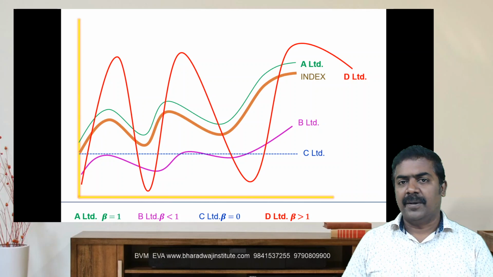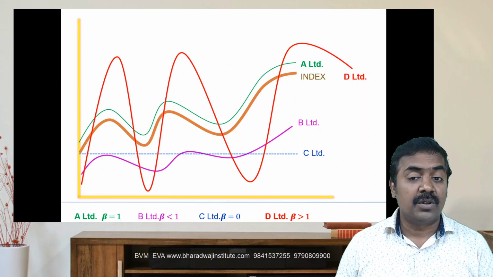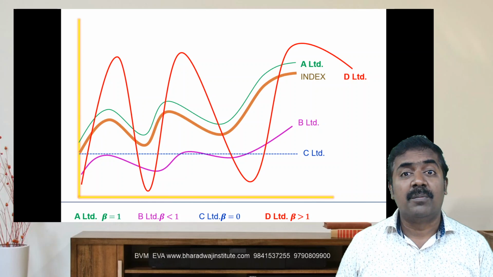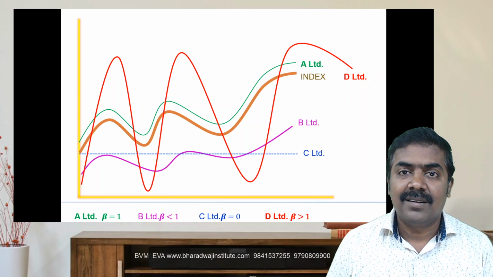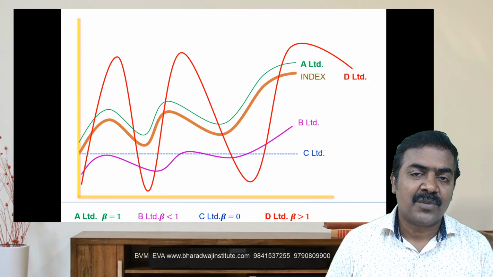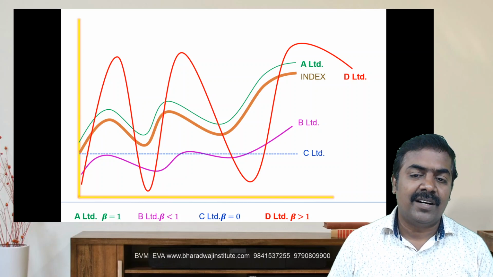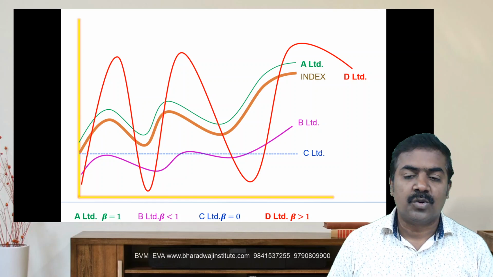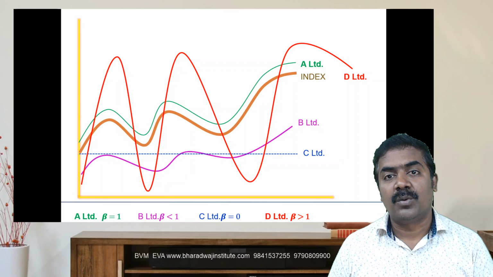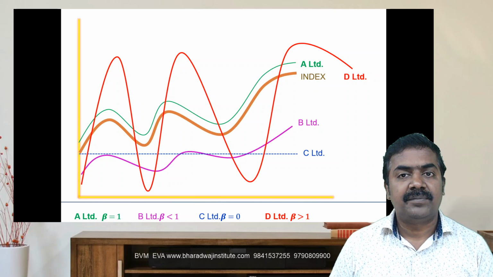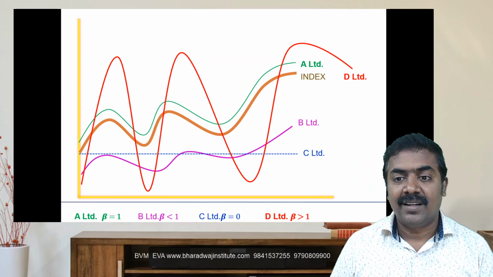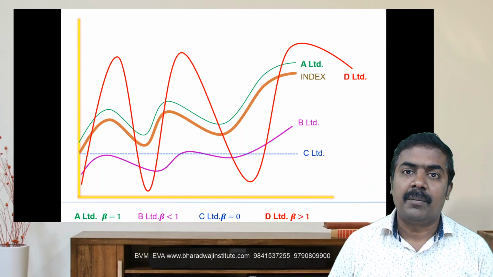So I request you to copy this. Just note, A Limited should move along with the market. B Limited should move but not equal to the market, less than the market movement. C Limited no movement at all. D Limited high volatility. So we can even mark A Limited beta is equal to 1, B Limited less than 1, C Limited 0 beta, D Limited more than 1. How much? Depends.